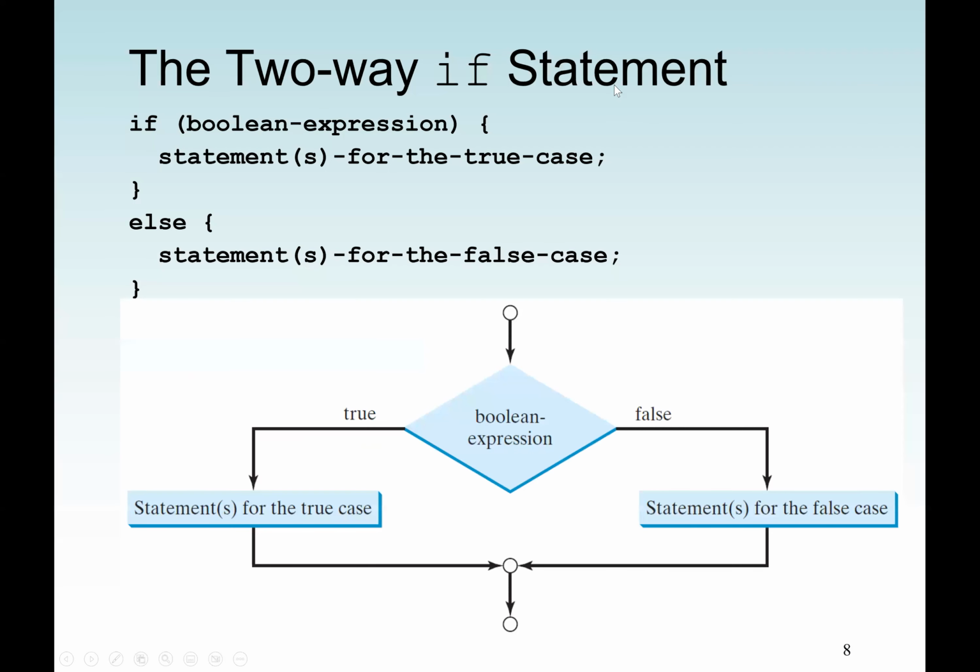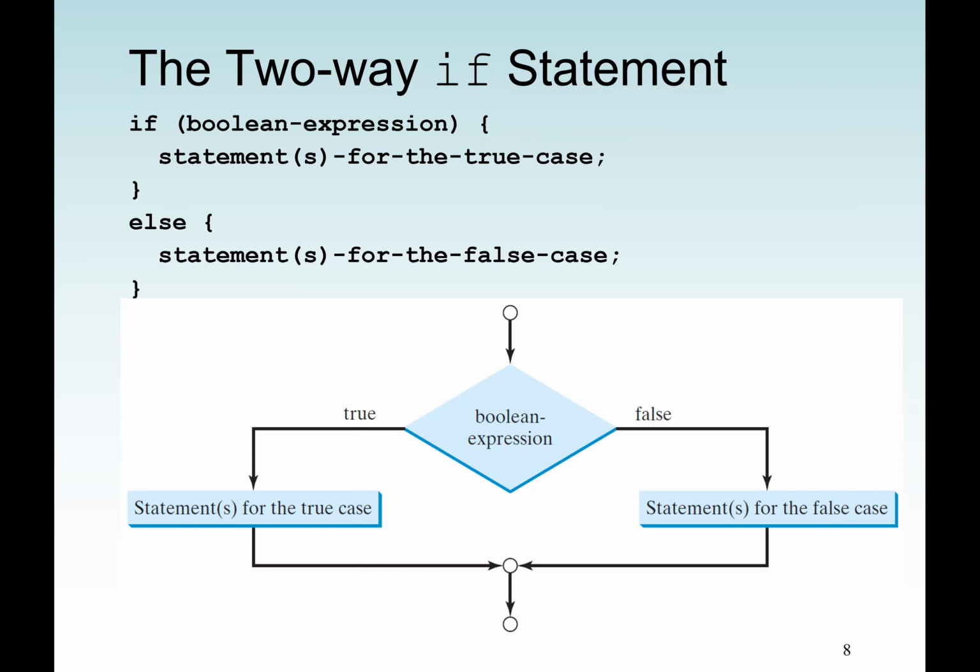So next is the two-way if statement. Now here we have a condition, if Boolean expression. If the expression is true, then we are going to execute the statement for the true case. If the condition is false, then we are going to execute the else statement for the false case. So that's why we call this the two-way if statement. When the condition is true, we execute some statement. When the condition is false, we do something different.